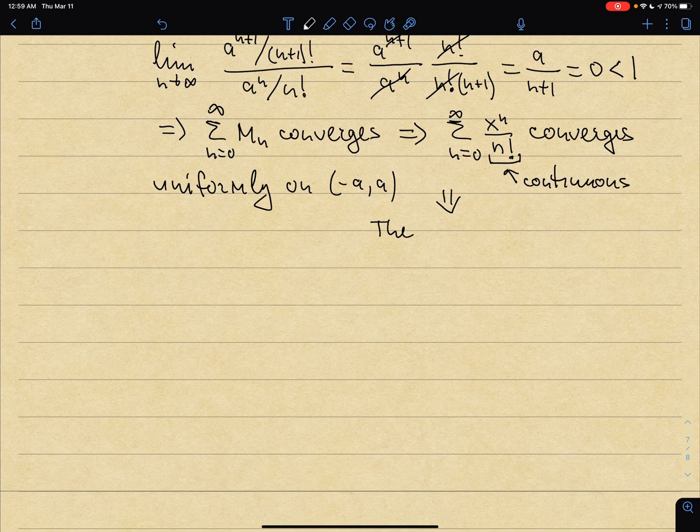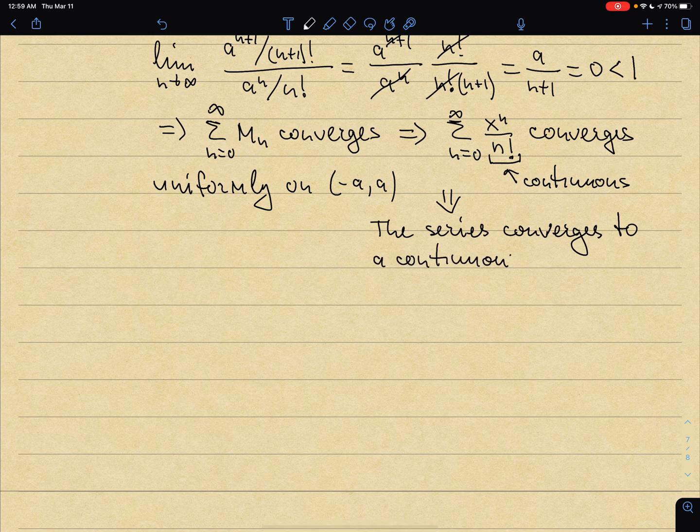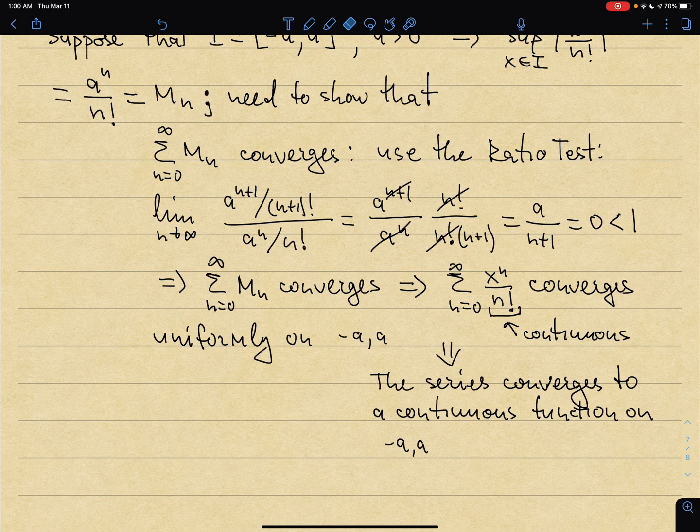So the entire series converges to a continuous function on minus a to a. In fact, that interval is, I chose it to be closed, so let's keep it closed.